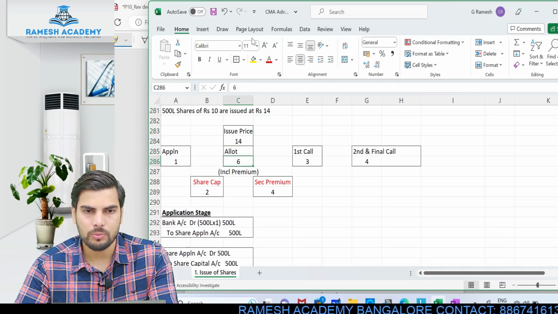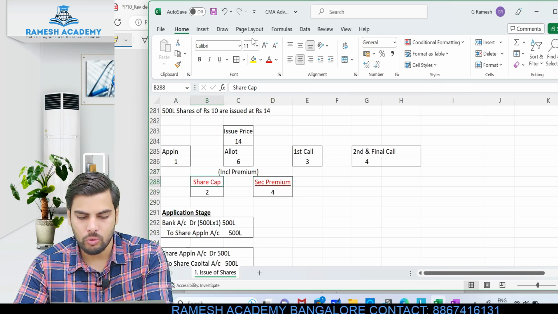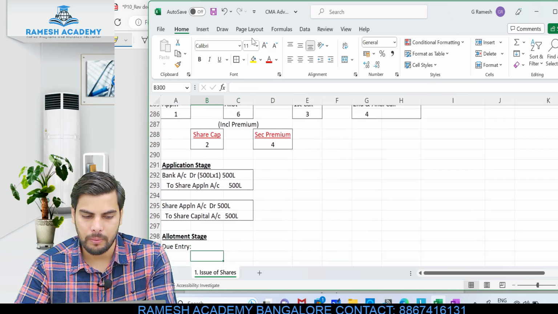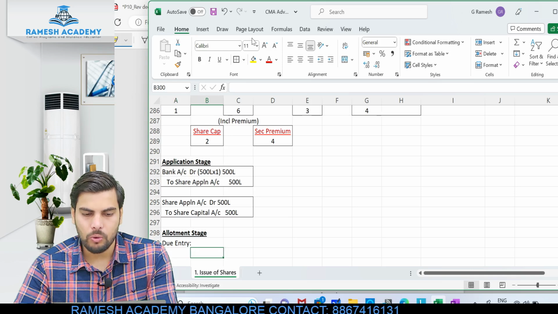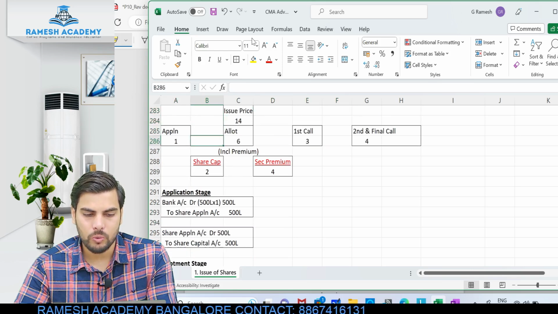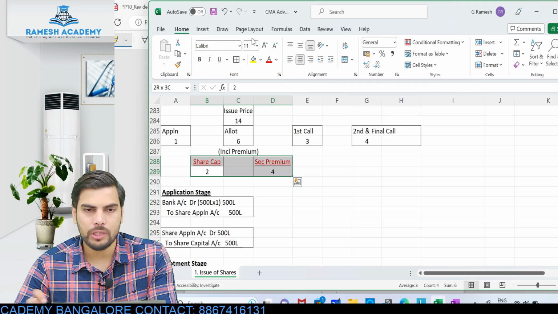Out of the 6 rupees, 4 rupees is my securities premium, and 2 rupees is the amount belonging to share capital. Now be careful while passing this entry. I told you that whenever we give effect to share capital, that is the place wherein we need to give effect to securities premium. So both share capital and securities premium should be given effect in the same journal entry.